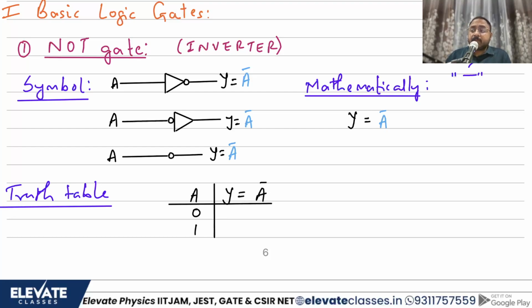Now, we need to study something called a truth table. What is a truth table? Basically, a truth table is where you list all the possible inputs a circuit can have, one by one, and you find the corresponding output. For this particular input, what is the output? And this is an exhaustive list. That is called a truth table.